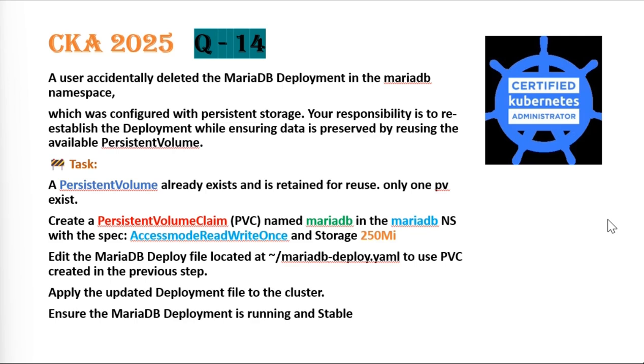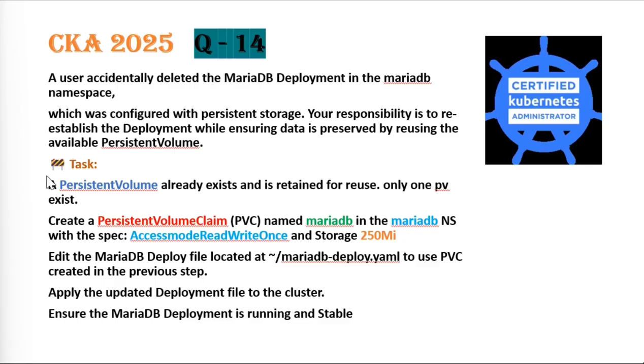The MariaDB deployment in the MariaDB namespace is deleted accidentally, and it has a persistent volume. That is good news, so the data is retained with the retain reclaim policy. Our responsibility is to re-establish the deployment, so we need to simulate this. The prerequisite is the PV and the deployment configuration.